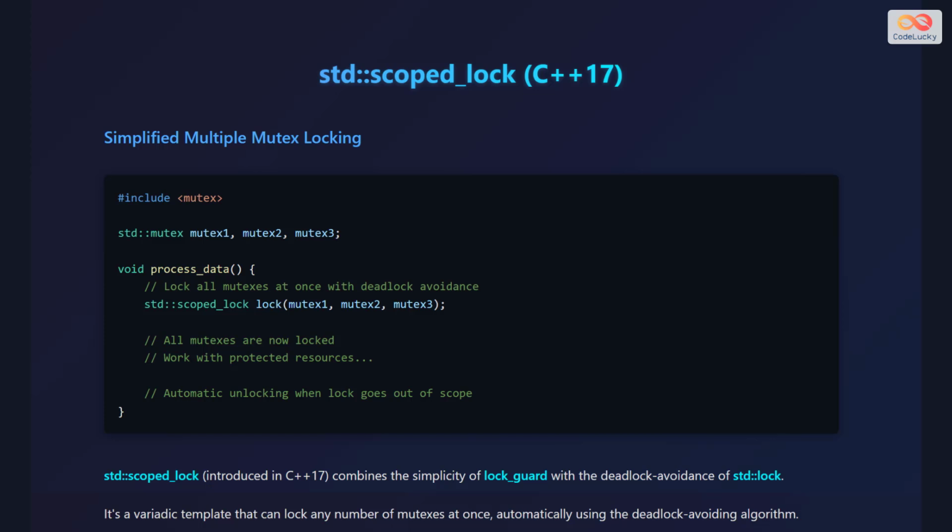std::scoped_lock combines the simplicity of lock_guard with the deadlock avoidance of std::lock. It is a variadic template that can lock any number of mutexes at once, automatically using the deadlock avoiding algorithm.